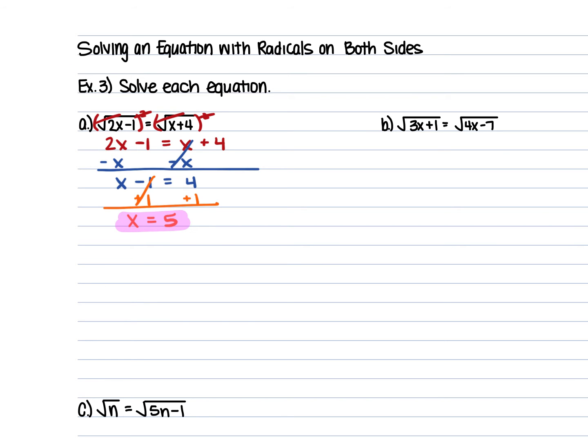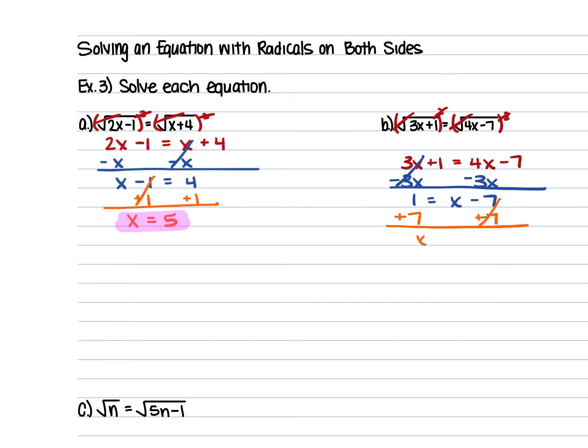For example B, we have the square root of 3x plus 1 is equal to the square root of 4x minus 7. Our radicals are on both sides here, so we're going to take the index, which is an invisible 2, and raise each side to the second power. That cancels out our radical on both sides, so we're just left with 3x plus 1 is equal to 4x minus 7. I'm going to move my 3x over by subtracting it from each side. We have 1 is equal to x minus 7. Then we add our 7 to both sides, and we get that x is equal to 8.